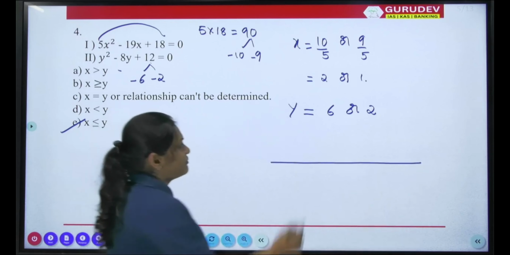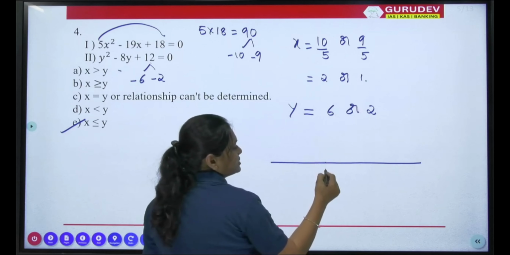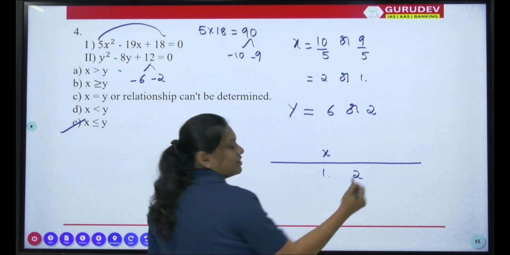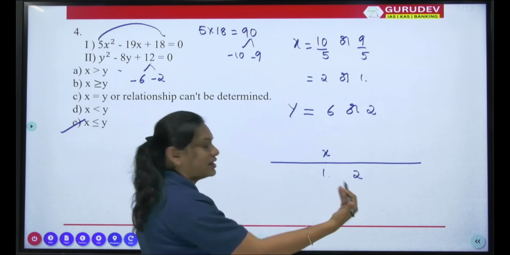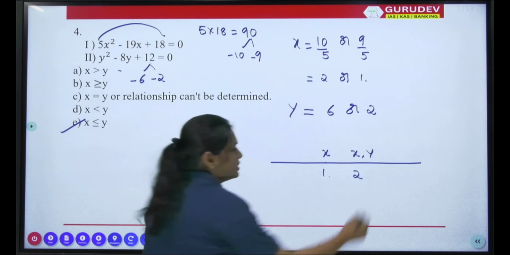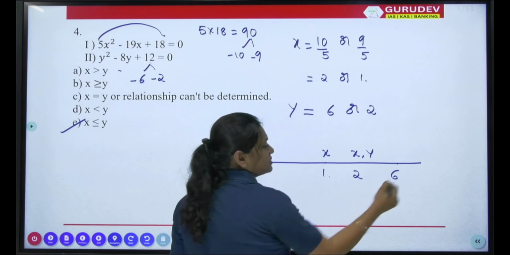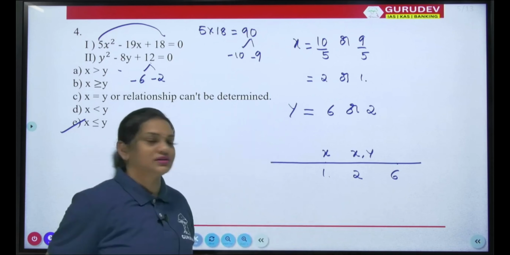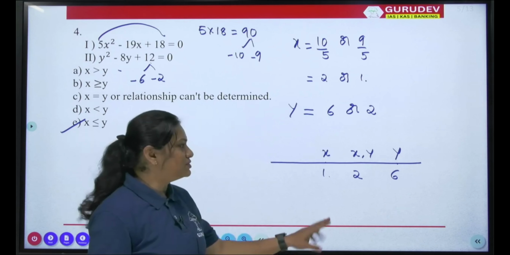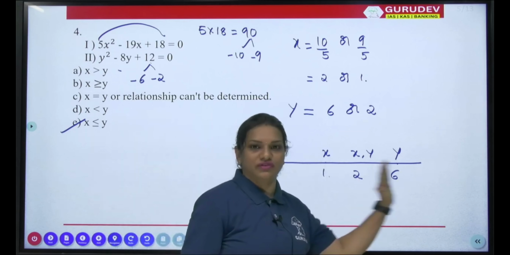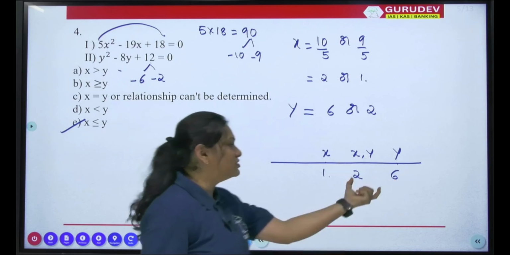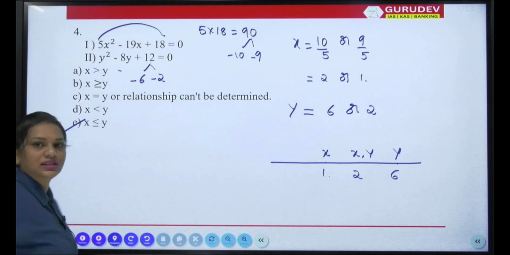When I put this here, 1 point something is the x value. Next, after 1 point something on the number line, I'll be getting 2. So 2 is common for x as well as y, right? The next value is 6. After this 2, we will be getting 6, which is the value of y. When I observe here, y is the rightmost, so the y value is the greatest, which means it is option E.